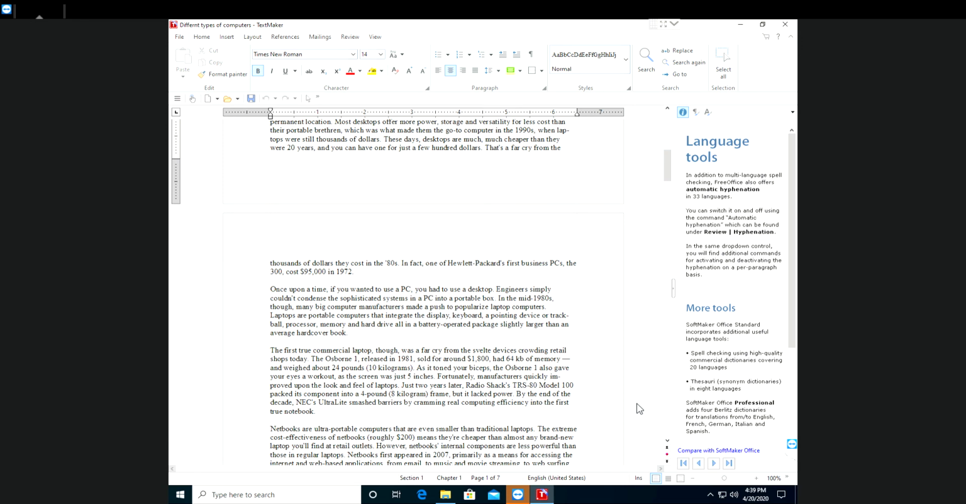Just 2 years later, Radio Shack's TRS-80 Model 100 packed its components into a 4-pound frame, but it lacked power. By the end of the decade, NEC's UltraLite smashed barriers by cramming real computing efficiency into the first true notebook.